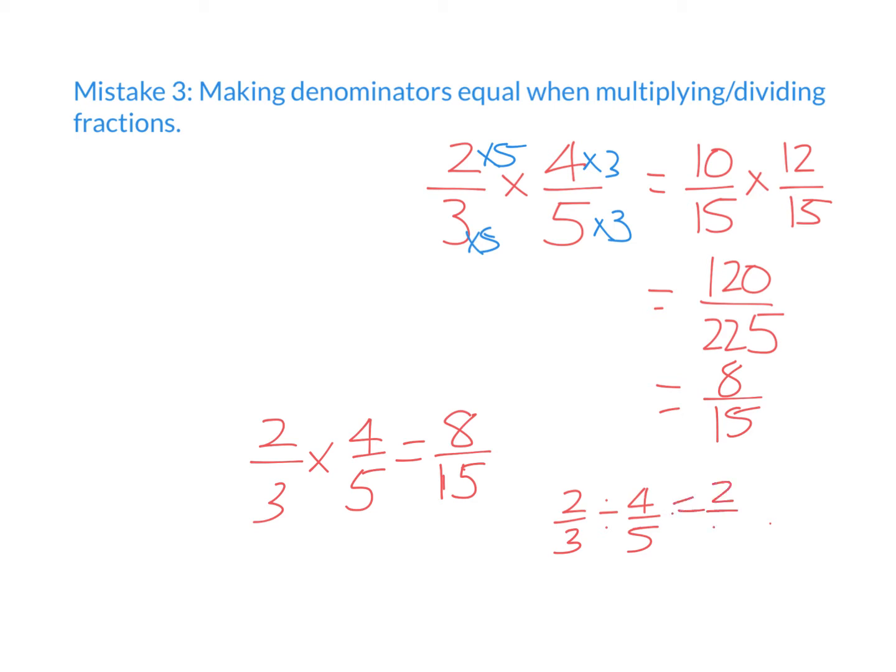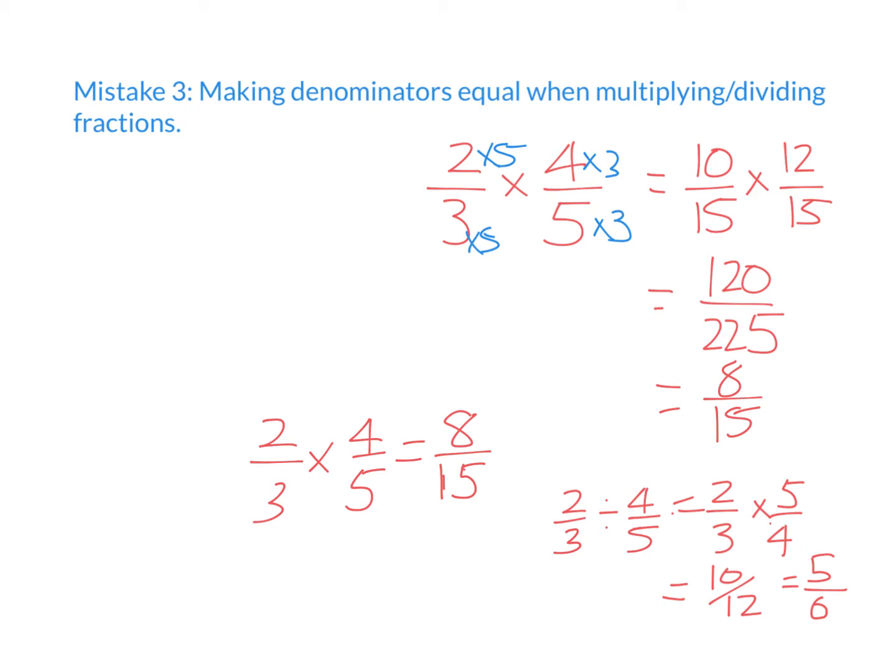All we do is flip the second fraction and make it a times. Then we have 2 times 5 over 3 times 4, and sometimes you need to simplify. Don't make the denominators of fractions equal when multiplying or dividing.